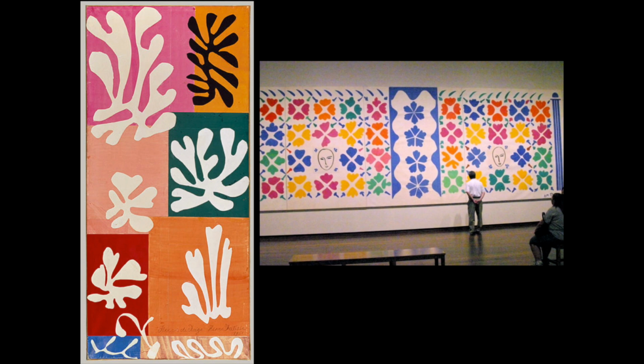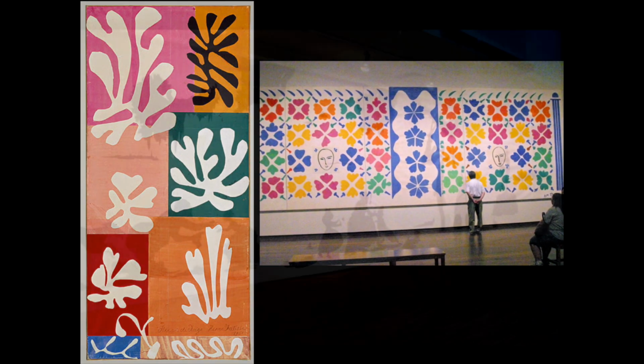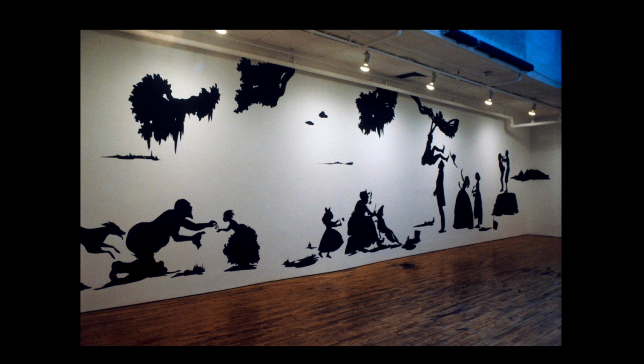In the same vein as Matisse, we have this artist here, Kara Walker, and she uses these cutout silhouettes for her work. And we're going to talk more about her and her style of art during the sculpture lecture, because this stops being a single work of art and becomes what's going to be known as an installation.